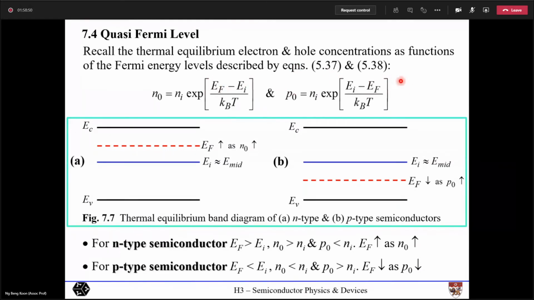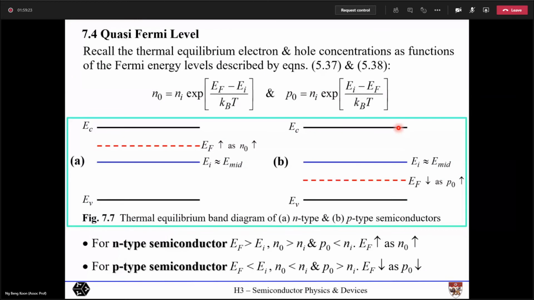So the Fermi level that you determine using the non-equilibrium concentrations of the carriers in the semiconductor is no longer the thermal equilibrium Fermi level. To distinguish it from the thermal equilibrium case, we call this the quasi-Fermi level. This quasi-Fermi level is not the true thermal equilibrium Fermi level, but just a Fermi level that is calculated to relate to the non-equilibrium concentration.